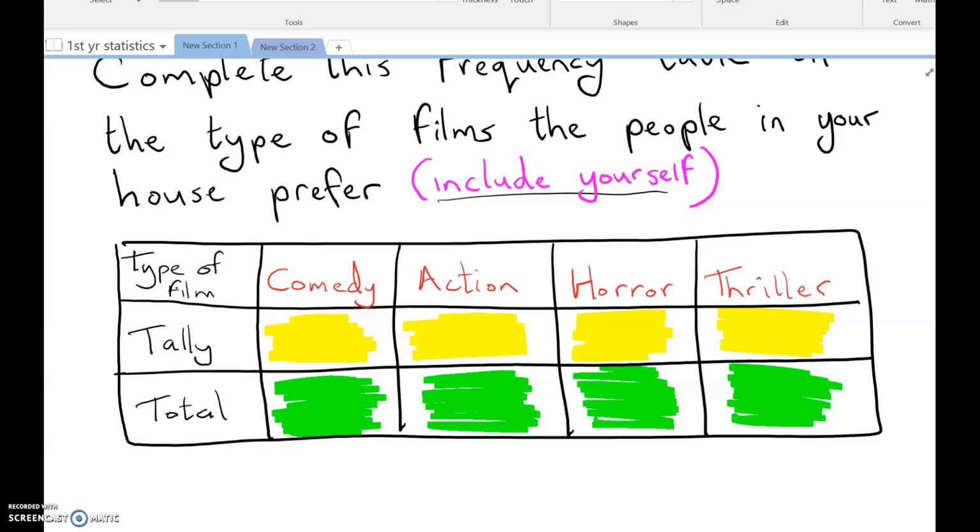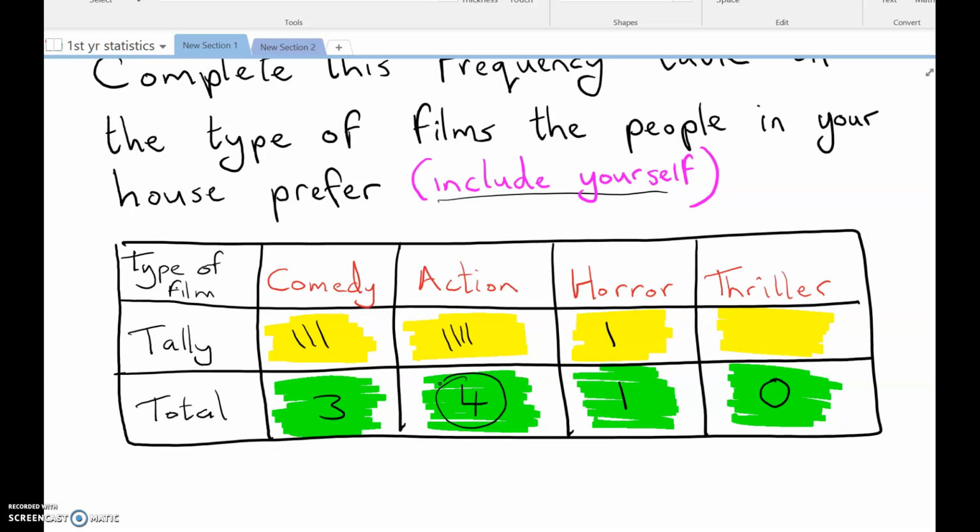Okay, I'd be interested to see what's the most popular film in your house. How would you know that? The most popular. Well, let's think about that for a second. Let's say in your answer you had 3 for comedy, 4 for action. I know these are large numbers, but you're not going to have this many people in your house. 1 for horror, and nobody said thriller. Nobody. So there's 0 for thriller. What's the most popular type of film in this box on the screen? It's action, isn't it? Because action is the biggest total. So action is the most popular film in your house.